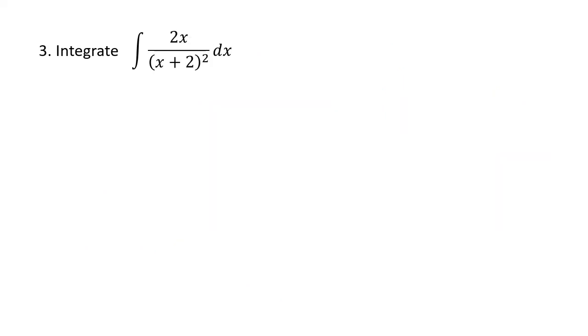All right, so here again, we have a repeated linear factor. So what we could do is partial fractions and rewrite this as 2x divided by x plus 2 squared equaling a over x plus 2 plus b over x plus 2 squared, and work out what a and b are and proceed like we did in the first example. But I want to suggest an alternate strategy for problems like this.